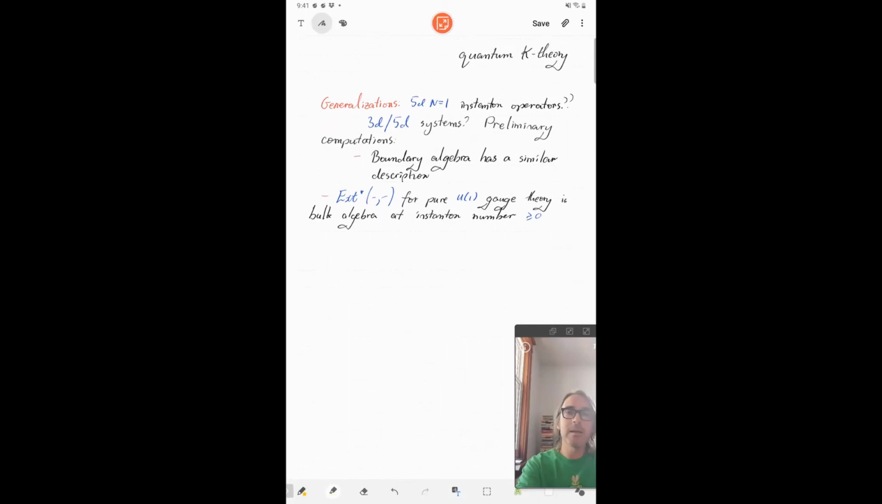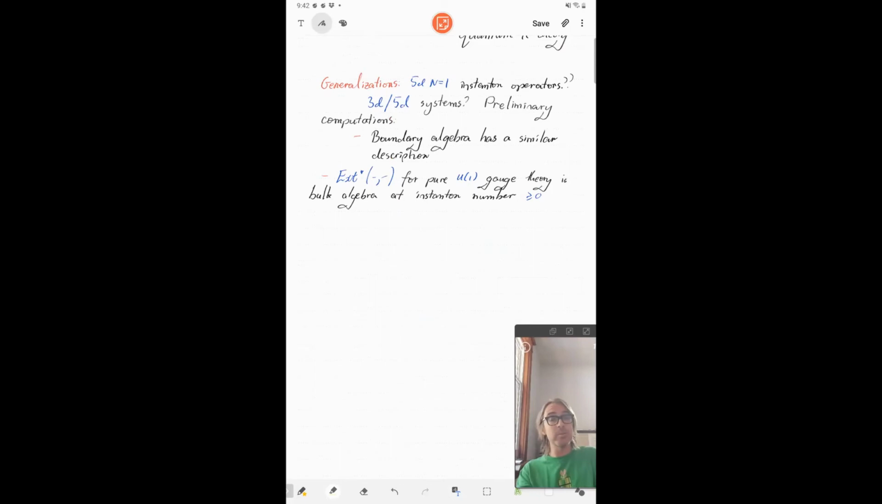One fun generalization is, can you do this in five dimensions too, for 5d N=1? I did a little computation for 5d N=1, where the boundary algebra of Neumann boundary conditions for the gauge field has a very similar description. If you compute the Self-Ext in a similar way, of course it's not a vertex algebra anymore because I have two holomorphic directions, you do see something which recovers the known index, including instanton operators, but only for operators of positive instanton charge.